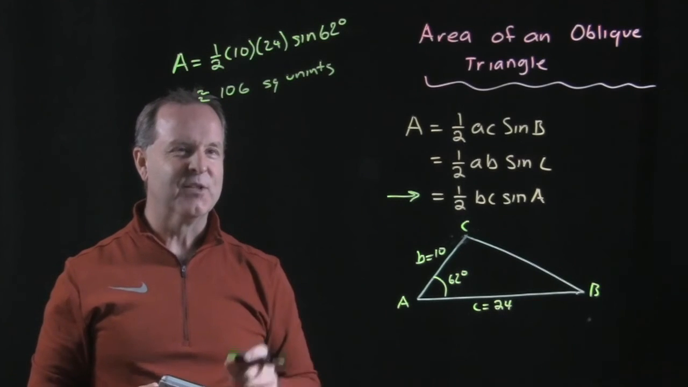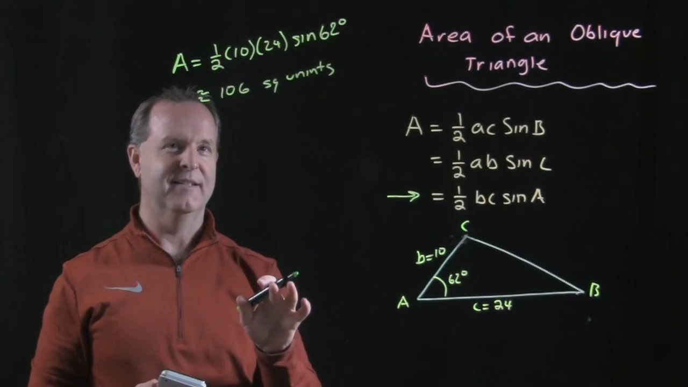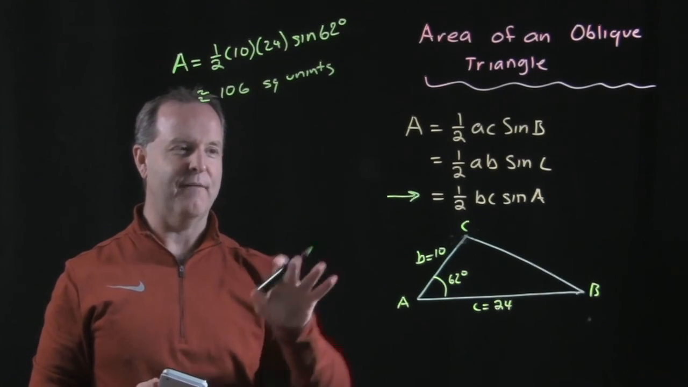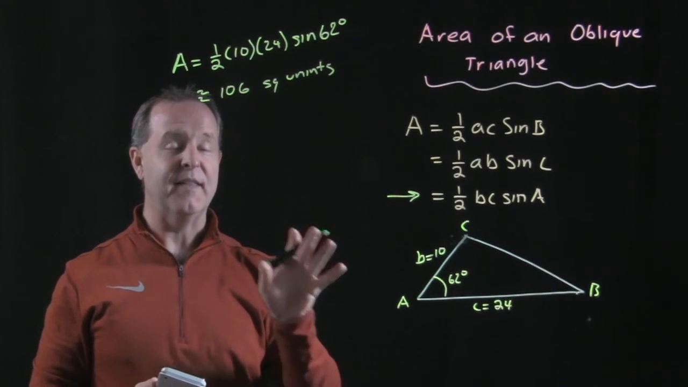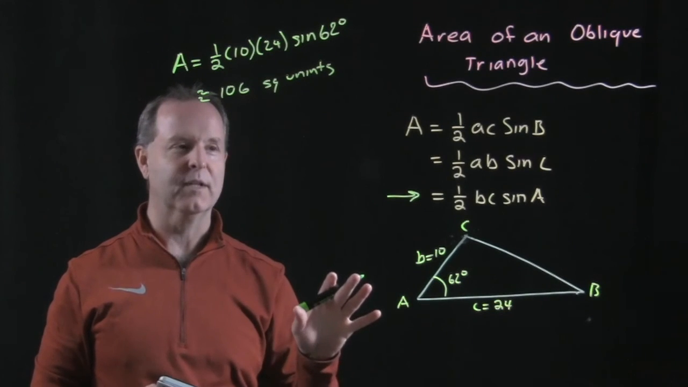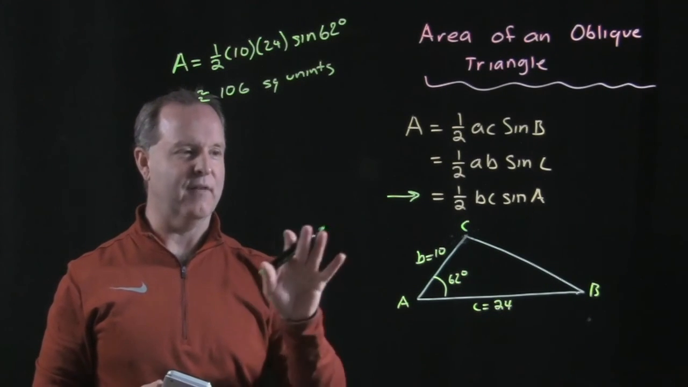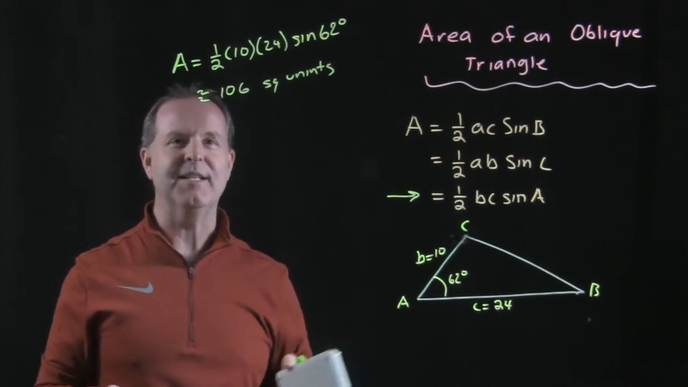Okay, so we can find the area of non-right triangles, of oblique triangles, simply by doing this. That's going to open up an entire world for people that need to find areas of odd shapes. I can't wait to see what we can do with this.